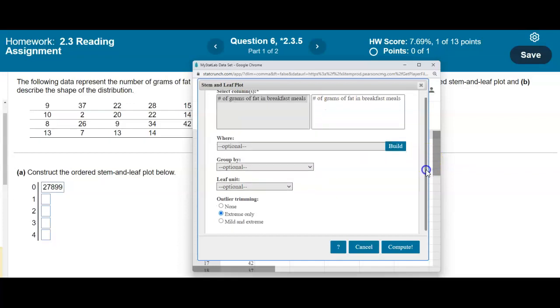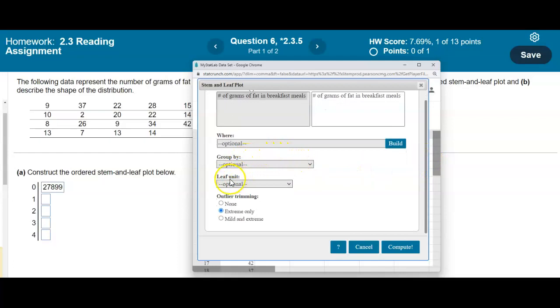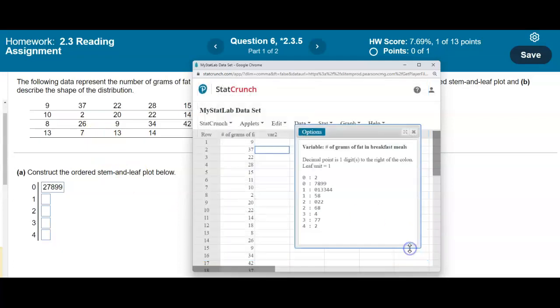Now we're going to come down to where it says leaf unit. We need to determine which leaf unit we want to pick. As you can see here, all these numbers go to the 1 digit. So we're starting with the 1 digit. We don't want to go any further than that. So we're going to start here at the 1 digit and then select compute.